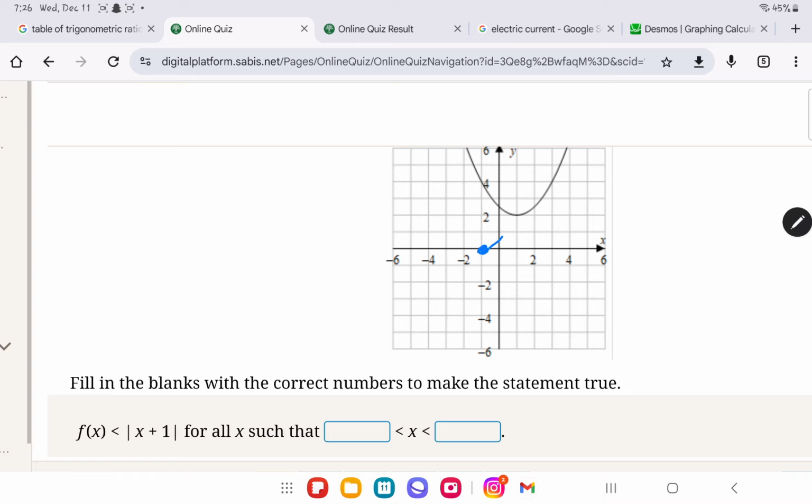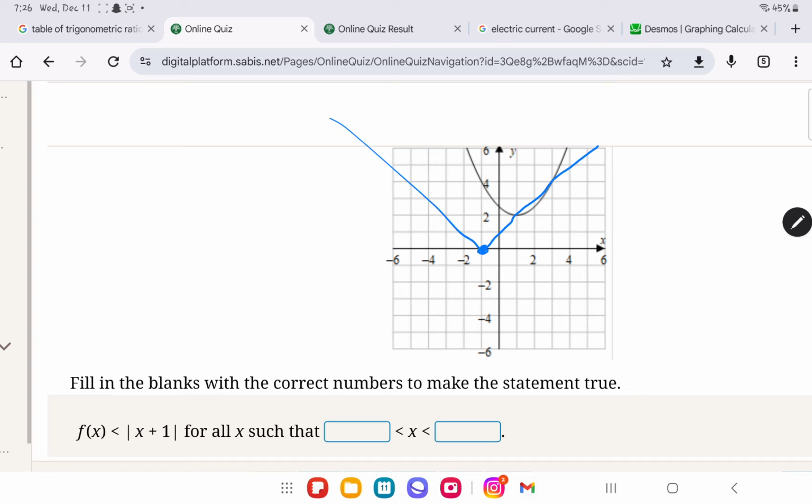Okay, we're going to draw the points properly. Sorry, the points are not drawn properly. Oh my goodness. Okay, so this is what the points are supposed to look like.